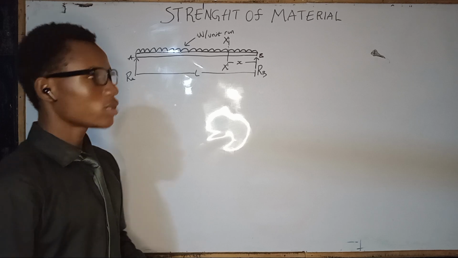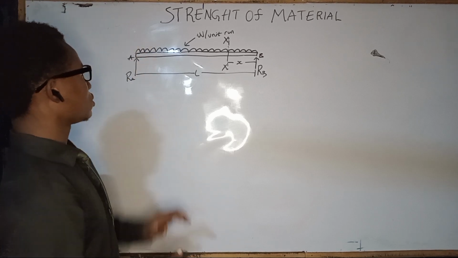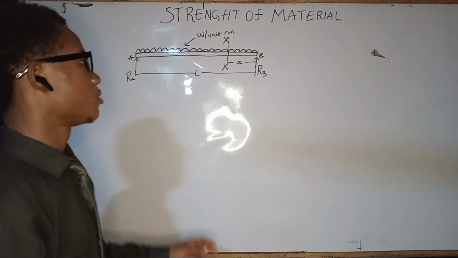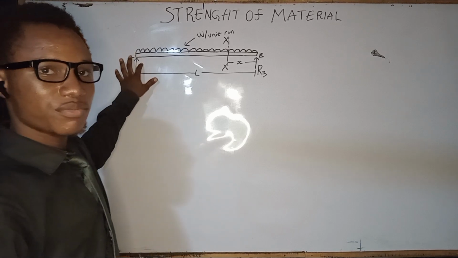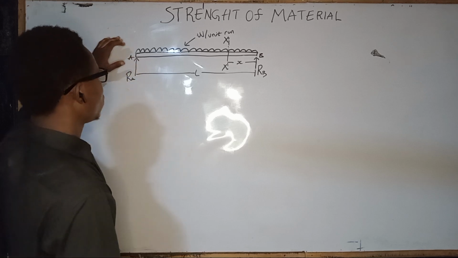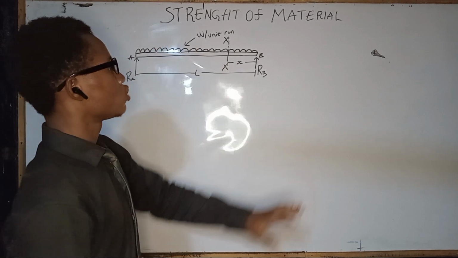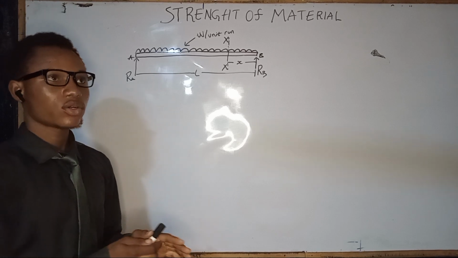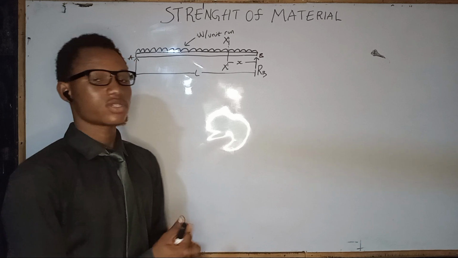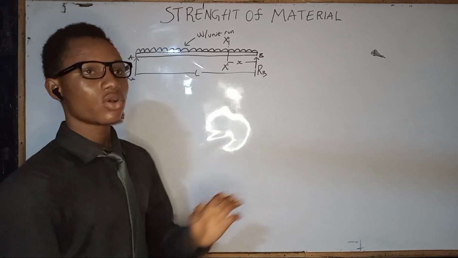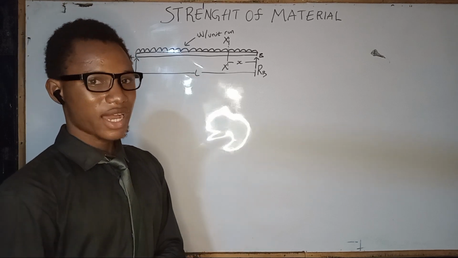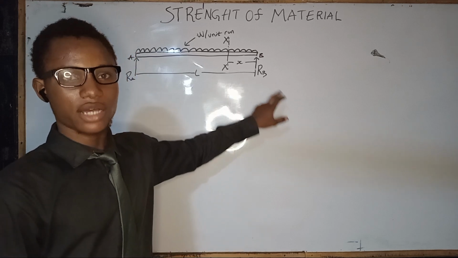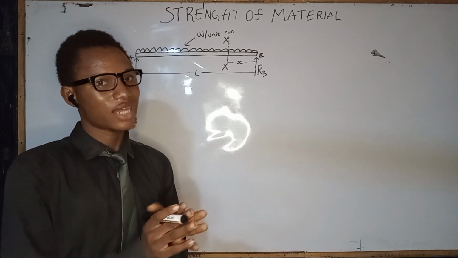So now you are asked to draw the bending moment diagram and the shearing force diagram for a simply supported beam with a uniformly distributed load on the full span. Before we draw the shearing force diagram and the bending moment diagram, or do any calculations at all, first of all we have to find the reaction at B and the reaction at A.